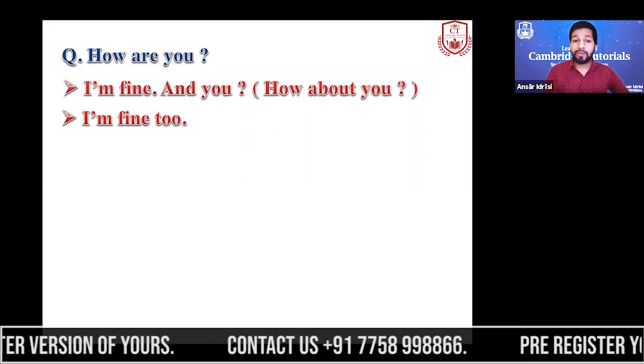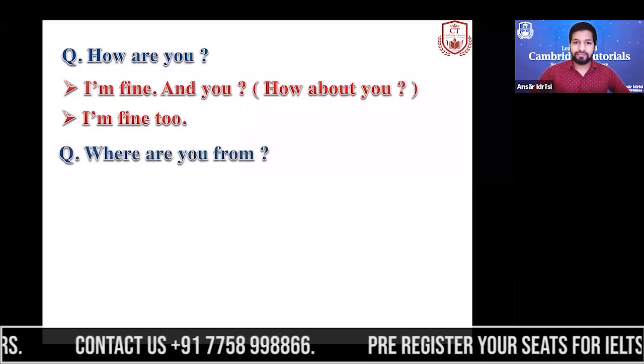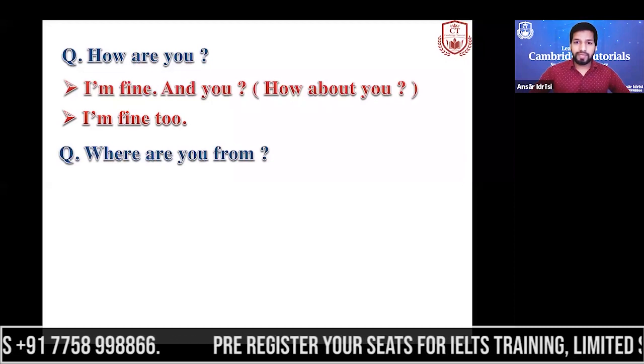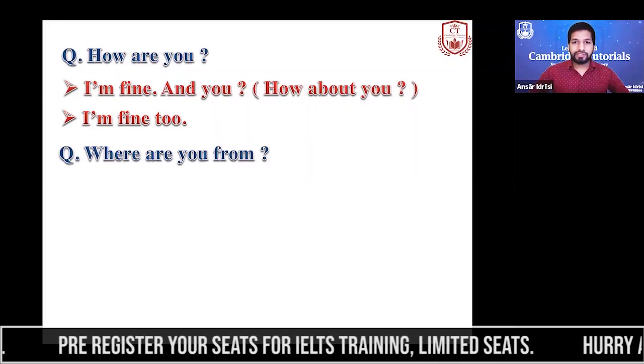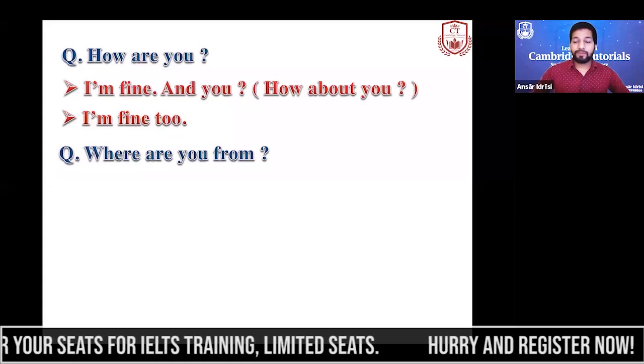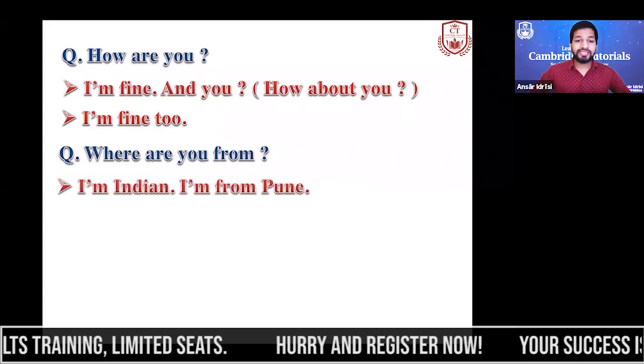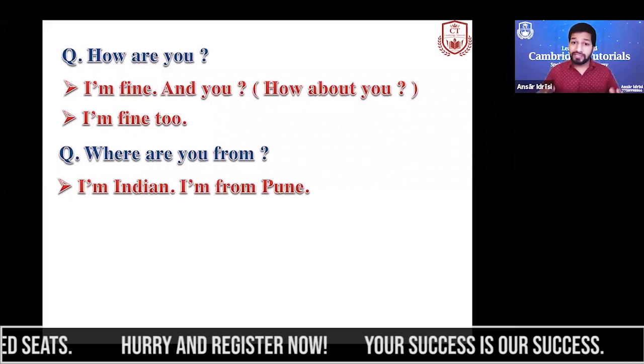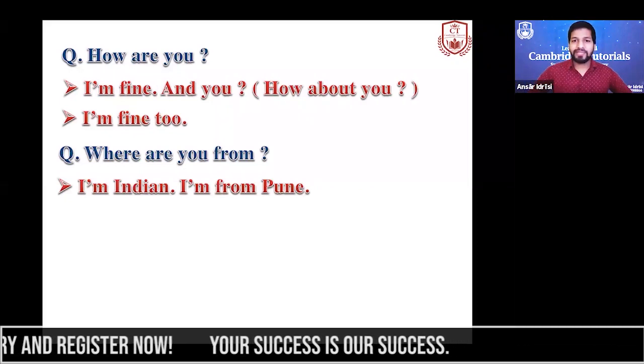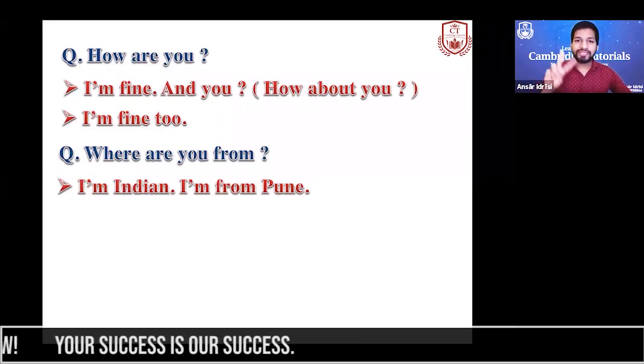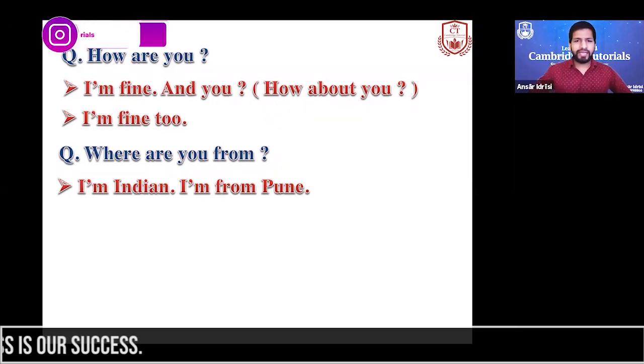Next one, we can talk about the person's locality. For example, where are you from? हम उसको पूछ सकते हैं आप कहाँ से? So that's, where are you from? And the person will reply with his locality, that's country and city. I'm Indian, I'm from Pune. Country and city will be there. Only two things.